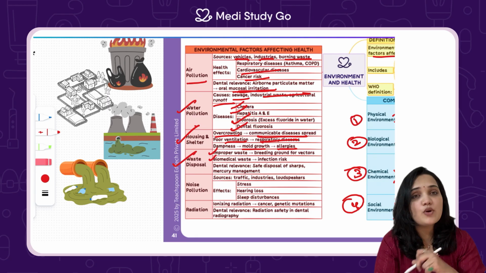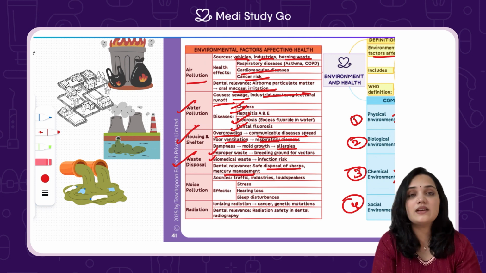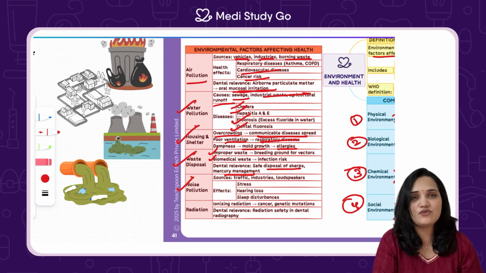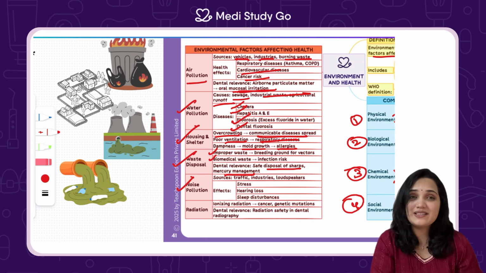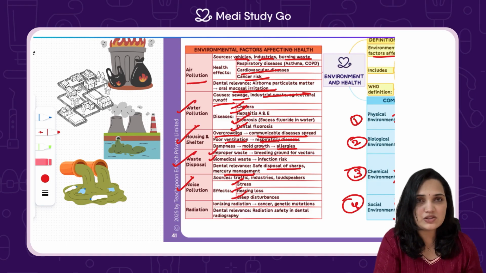In dentistry, the proper disposal of any sharps and any mercury-containing waste is also very important. And then comes noise pollution. Noise from traffic, industries, and loudspeakers can cause a lot of stress for a person, and it can cause hearing loss and sleep disturbances.